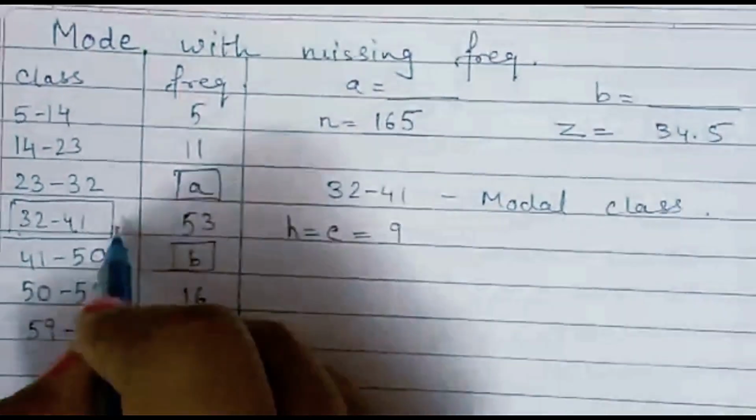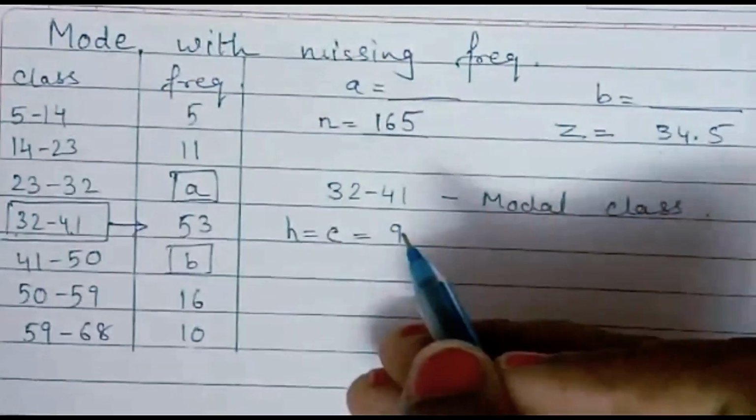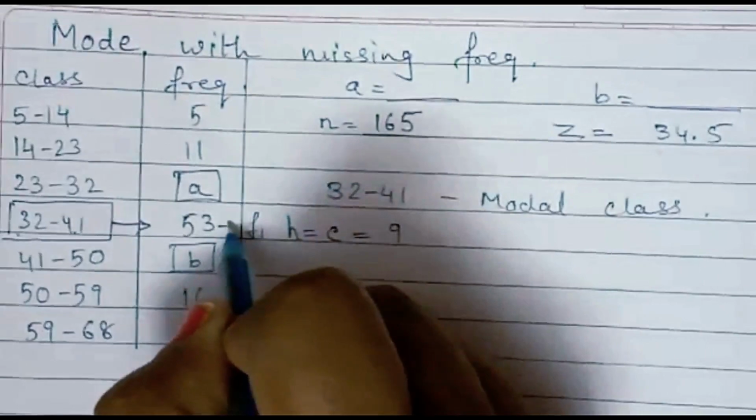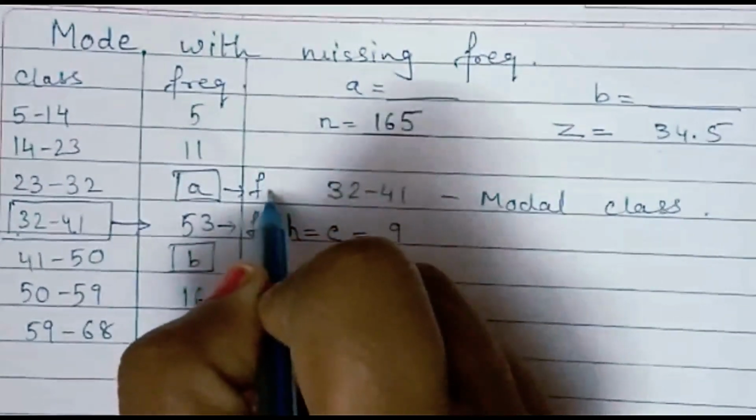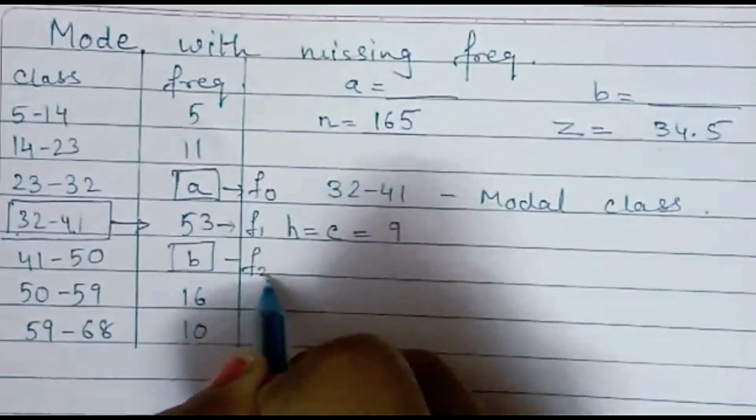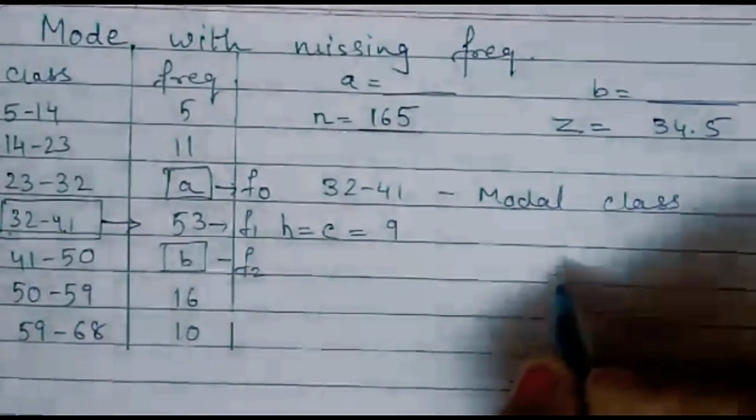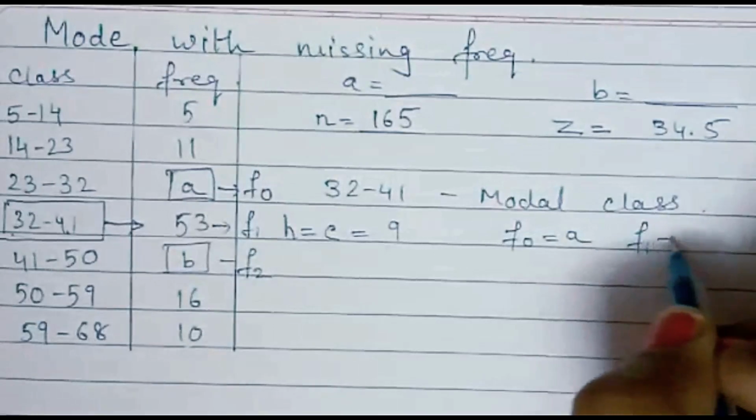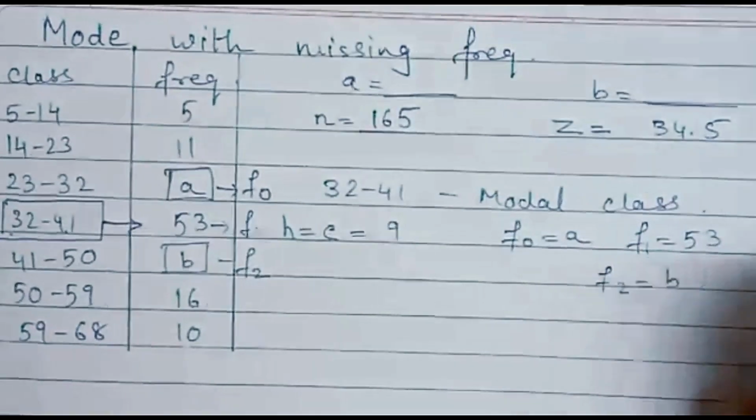So according to this modal class, we will choose the values of F0, F1 and F2, right? Your F1 is 53, F0, the frequency of the preceding class, is A, and F2, the frequency of the succeeding class, is B. So we can mention over here F0 is A, F1 is 53 and F2 is equal to B.